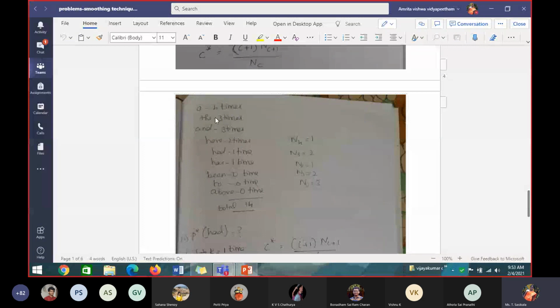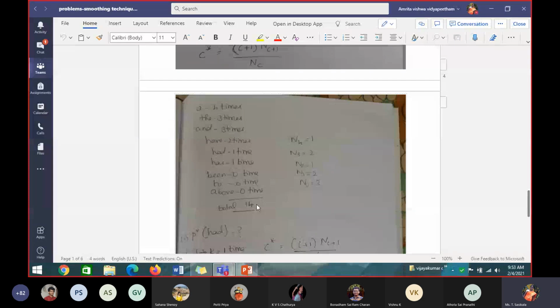So how many unique words do I have in my corpus? The, and, have, had, has, been, to, above. With all these times, how many words do I have in total? The is occurring 4 times, and is occurring 3 times, have is occurring 2 times, had is occurring 1 time, has is occurring 1 time, been 0 times, to 0 times, above 0 times. So totally how many words do I have in my corpus? 14. 14 is the total N, capital N. You make note of it.